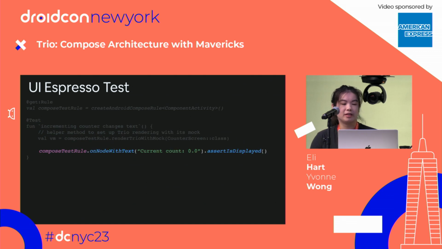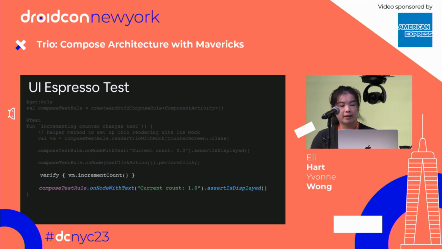First, we'll verify that the UI displays the expected text for a current count of 0. Then we perform a click on the button to trigger an increment count call to the view model. Finally, we'll verify that the view model did in fact get the increment count method invoked, and assert that the UI's text is now updated to show a current count of 1.